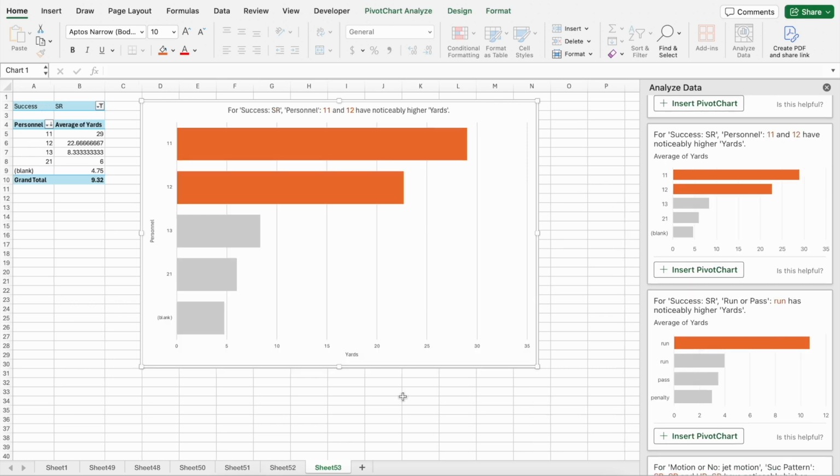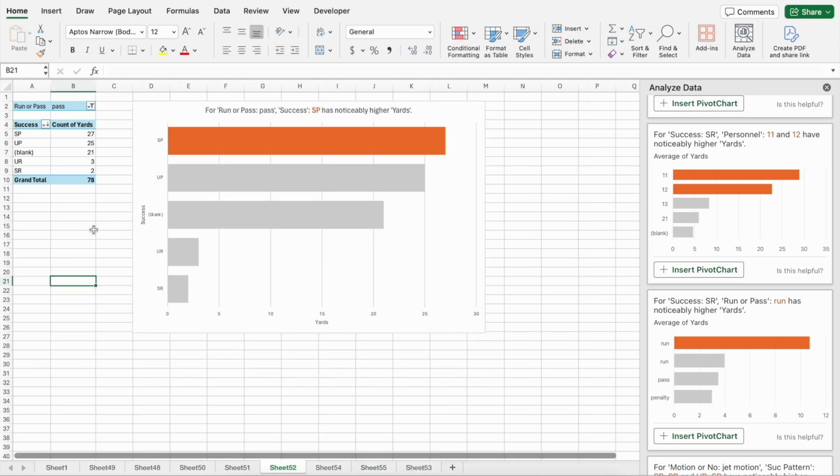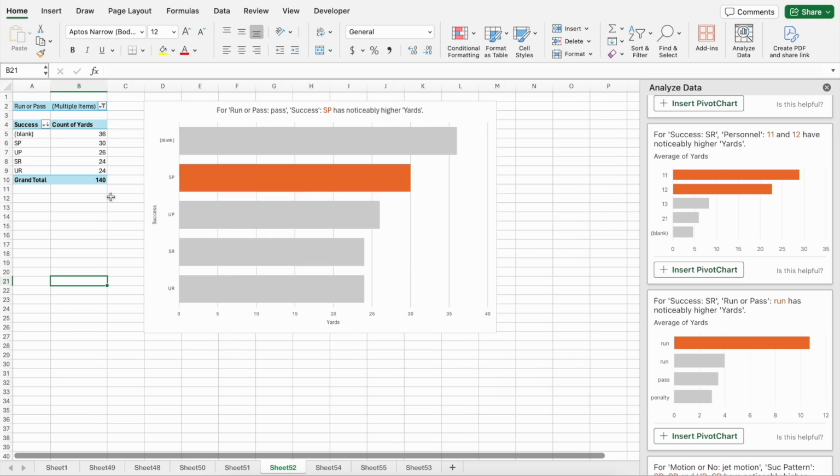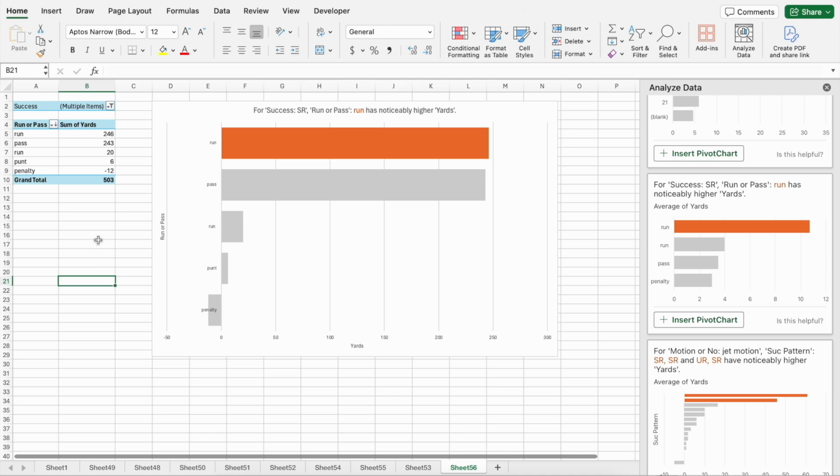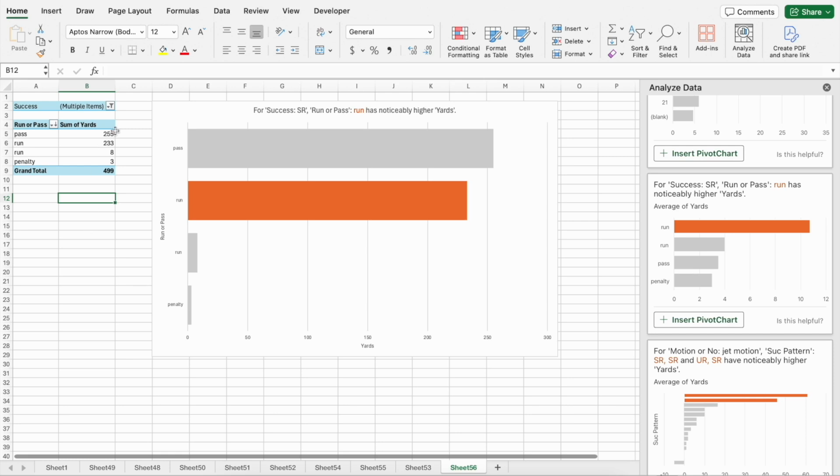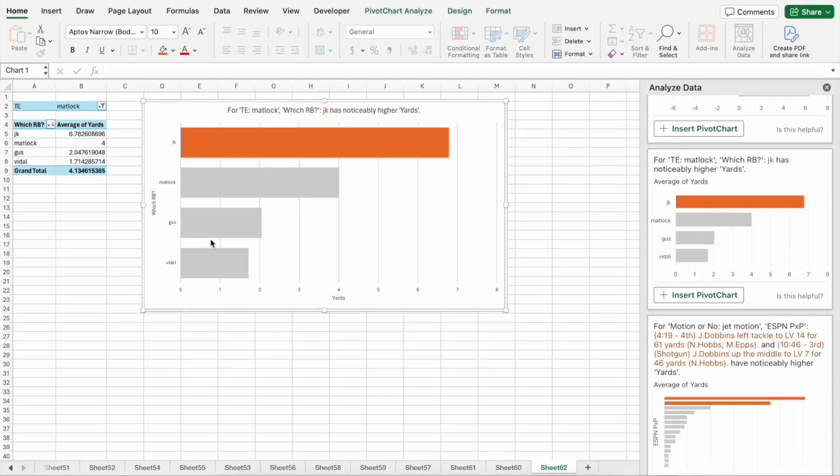That makes sense. A successful run in 11 and 12 personnel has noticeably higher yards. And here's the split of successful pass versus unsuccessful pass. It's about 27 to 25, so almost 50-50, as well as successful runs with unsuccessful runs, about a 50-50 split. So we have slightly more successful pass plays than unsuccessful pass plays. We have more total yards running than passing, which is surprising. If you take out unsuccessful pass plays, then we have more yards in successful pass plays than successful run plays.